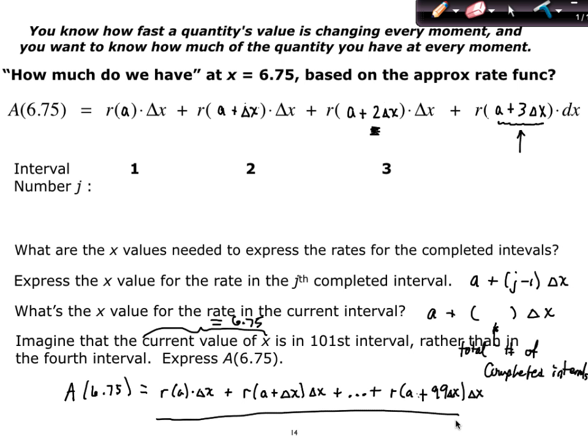But what's the 101st? That's the current interval. We're doing the completed intervals, right? So the last completed interval is the 100th interval, and how do you get to the start of the 100th interval? You jump across 99 intervals, right? So now the current interval would be? 100 is all the completed intervals, then what? Dx. Sum of the accumulated amounts from the completed intervals plus a little bit more for the partial interval, for the current interval. Okay, so now we're writing the same thing over and over again, right?